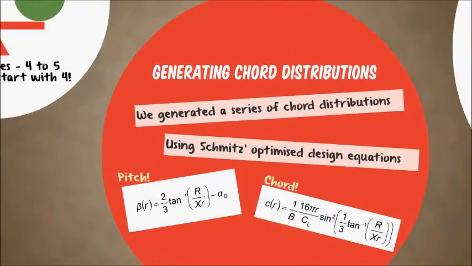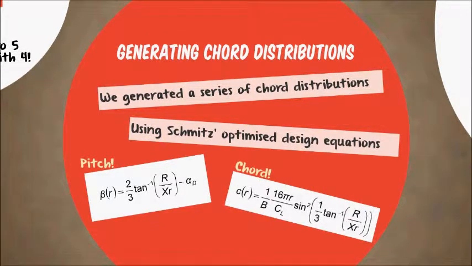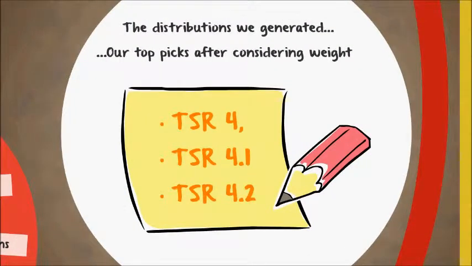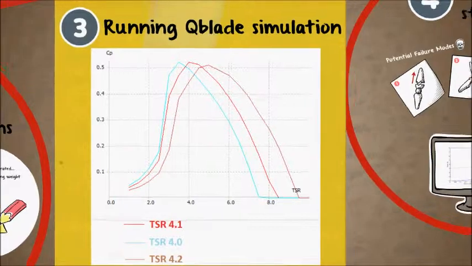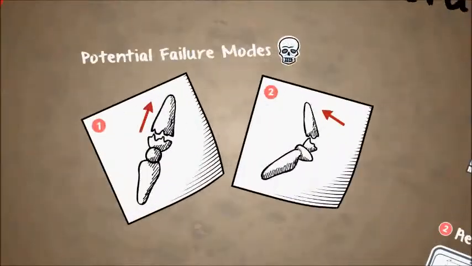Next, using Schmidt's equations, we produced a series of chord and pitch distributions. We didn't just do one distribution, we did a few by varying TSR slightly. And we found that for TSR range between 4 to 4.2, selecting 4.1 gives us the best CP and reasonably low weight. Next, we check for potential modes of failure.